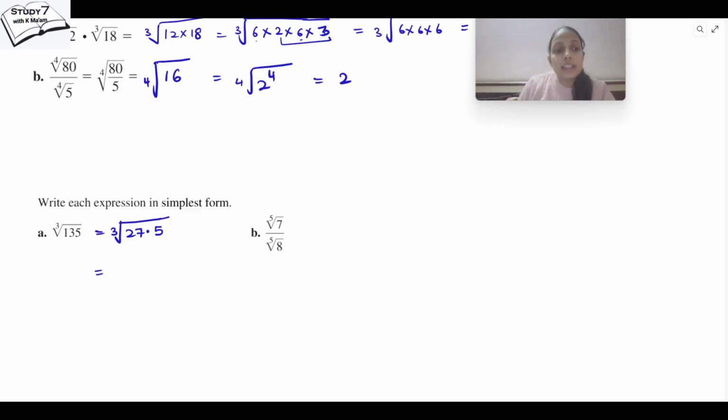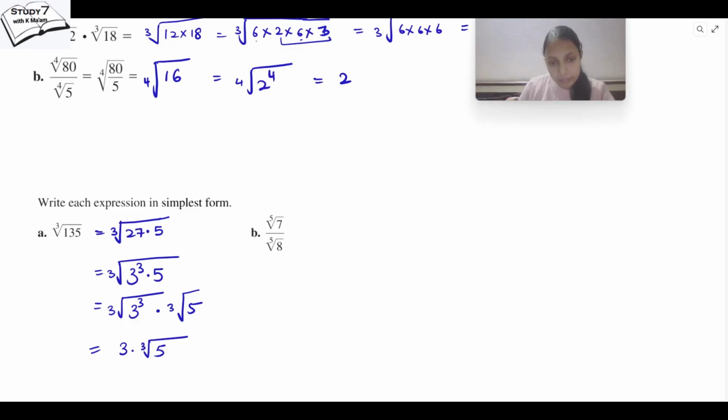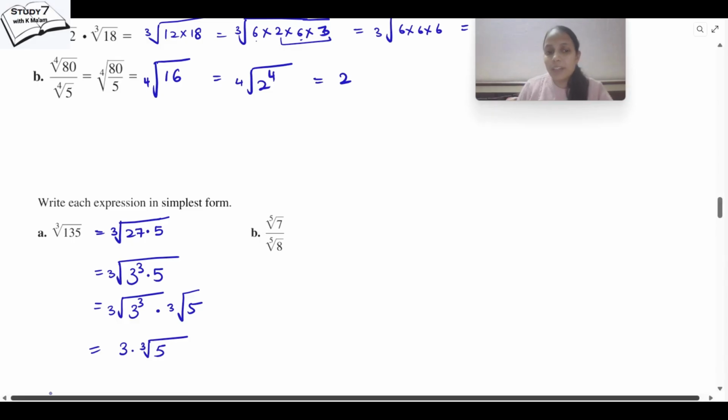27 is what? 27 is 3 power 3. Using the radical properties, I can break the root: 3 power 3 here, times the cube root of 5, which is different. Here the 3 and 3 cancel, so only 3 is left. 3 times the cube root of 5. This is the answer. Okay?